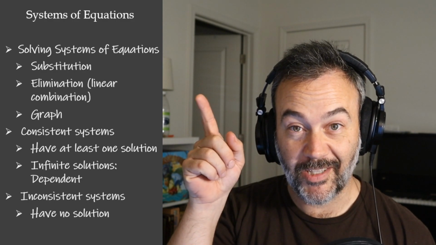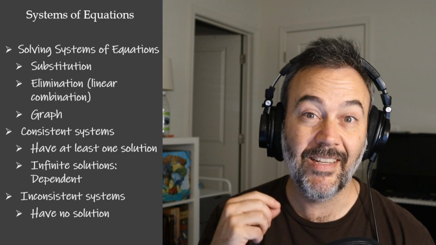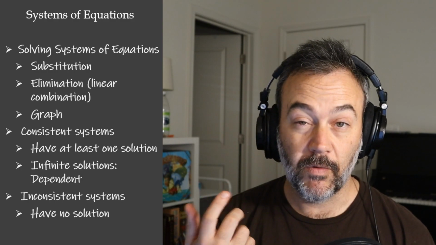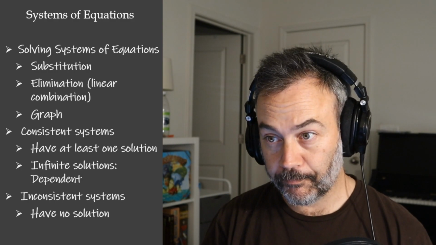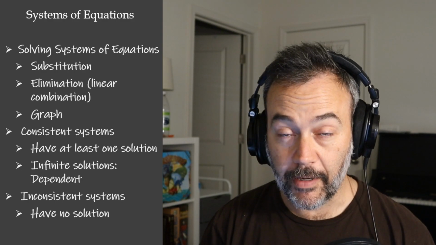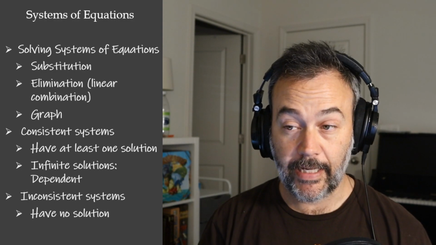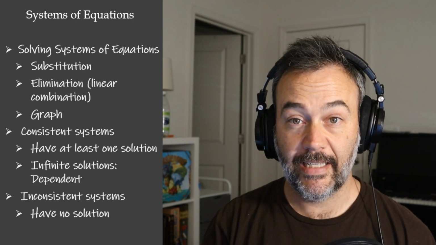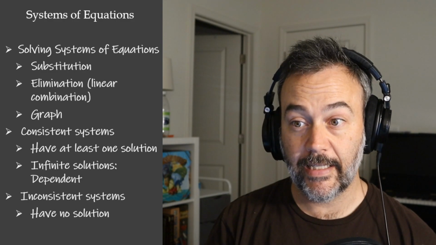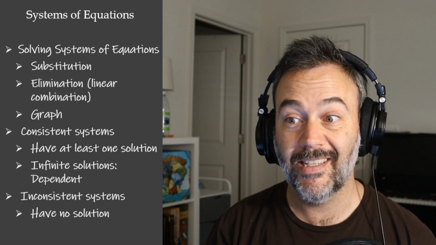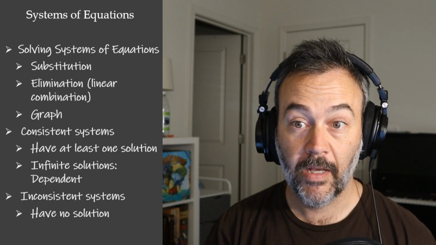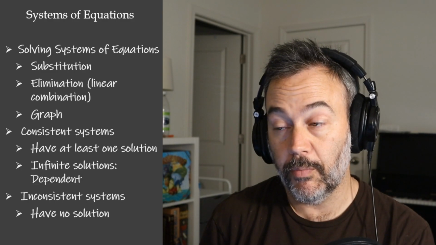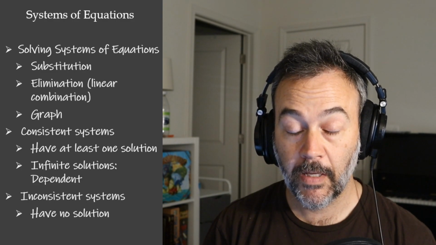Solving systems of equations. We had three methods: substitution, elimination, and the graphical approach. And elimination was the linear combination approach. The vocabulary that's in the book, and I want to emphasize that here, is the idea of a consistent system. Consistent systems are systems of equations that have at least one solution. They could have one, they could have infinite. We saw both cases in class.